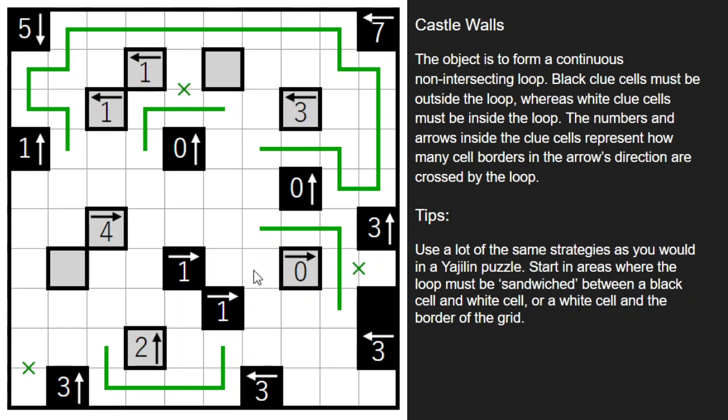This one clue, right? There's only 2 vertical lines to the right of it. Obviously, we can't go through that one, so we have to go through here. This is a corner, so it must turn up.